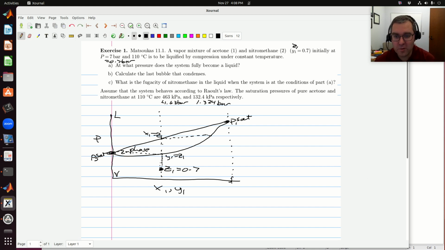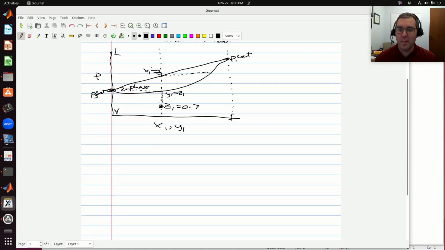What I want to do first is to go above and beyond. I want to calculate my dew pressure here and my bubble pressure here, just to confirm and reassure myself that I'm in my liquid phase, and for completeness, in terms of identifying where we are on our phase diagram. So, at what pressure does the system fully become liquid? That's my bubble point pressure.